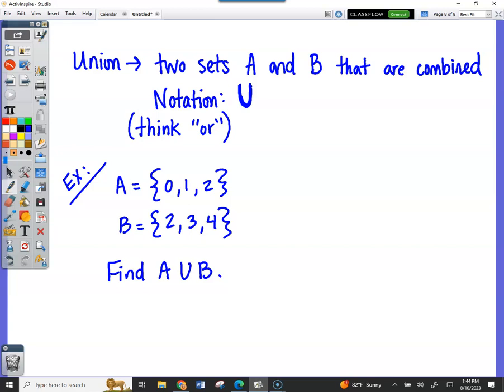So, I'm going to write it out. A union B would be the set. It really helps to count in order, by the way. Would be the set what? Let's go to A. 0, 1, 2. Jump to B. 3. Why did you not repeat 2? It's already there. So 3, 4. That's it, right?